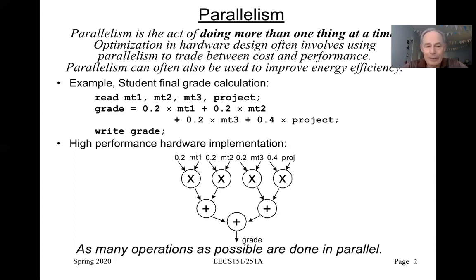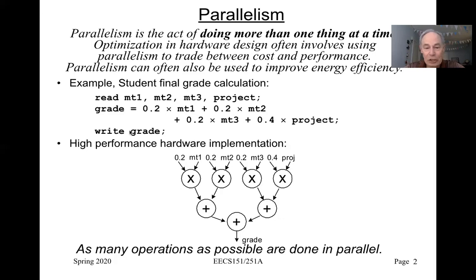So let me give you an example of that. Here's a simple, kind of dumb example: computing the final grade for some student in some class. It's not this class, but imagine that this class had three midterm exams, midterm 1, 2, and 3, and a project. And let's say we compute the grade as 20% each for the three midterms, and then 40% for the project grade. So we could write this little program that would compute your grade. You'd read the midterm 1, 2, 3 scores and the project score, compute the grade, and then write the grade.